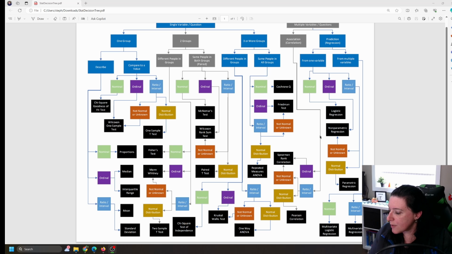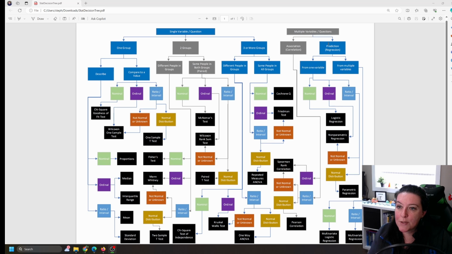The last part, which we won't do in this section of videos because we'll do that later, is prediction. So we're using the answers to one question to predict the responses to another question. And so from here, what we're doing is regression. So we might be predicting from one variable, in which case we might use logistic regression: do they fall into a category or not, what's the likelihood, or the probability, that they fall into that category. So here we have logistic regression.